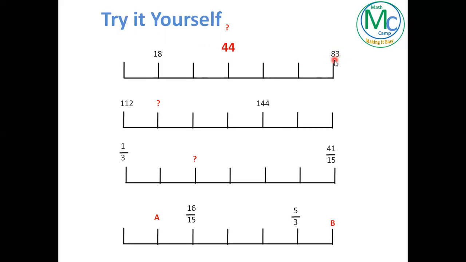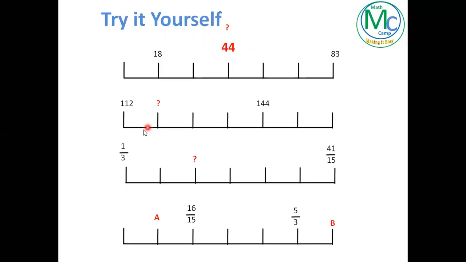So 83 minus 13 will give you 70. 70 will be here. Then 70 minus 13 will give you 57. That will be here. And then 57 minus 13 will give you this value, which is 44.